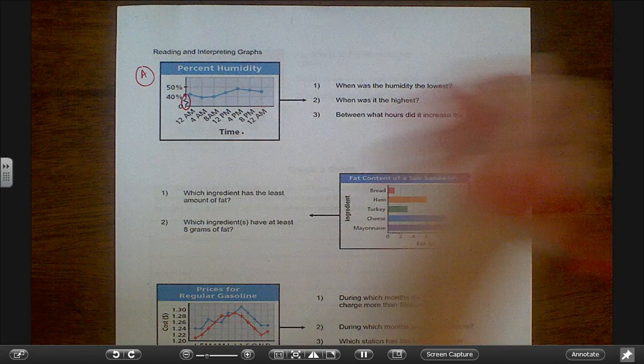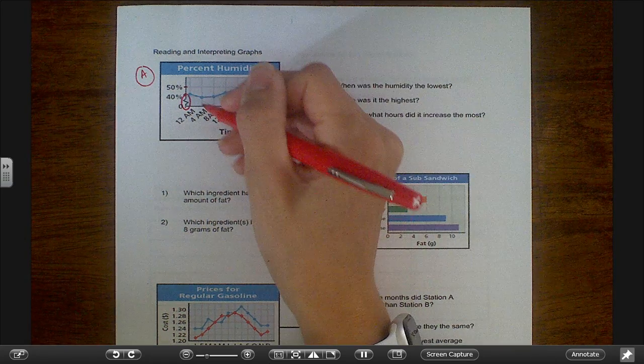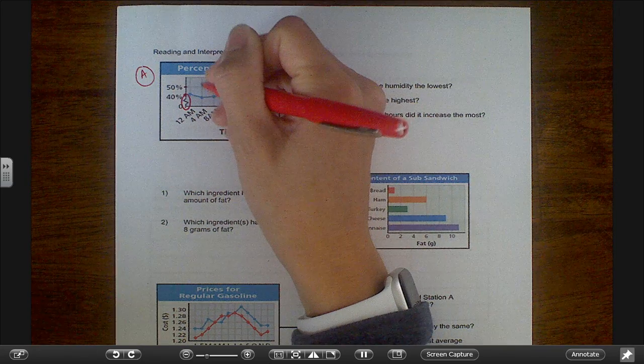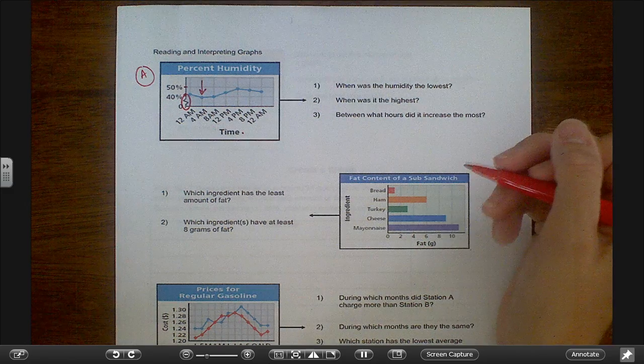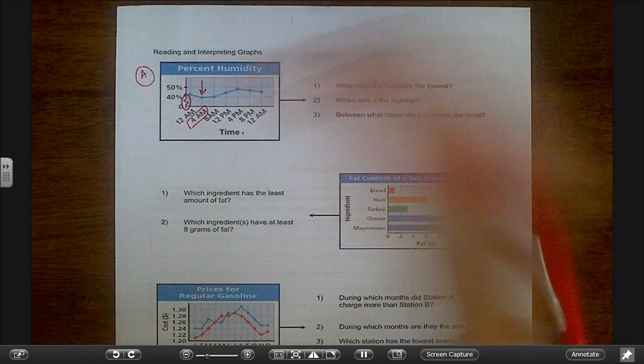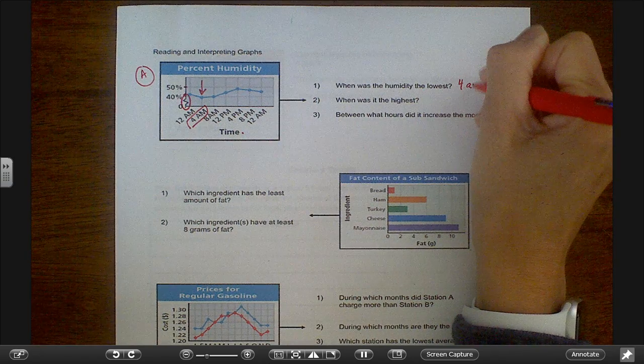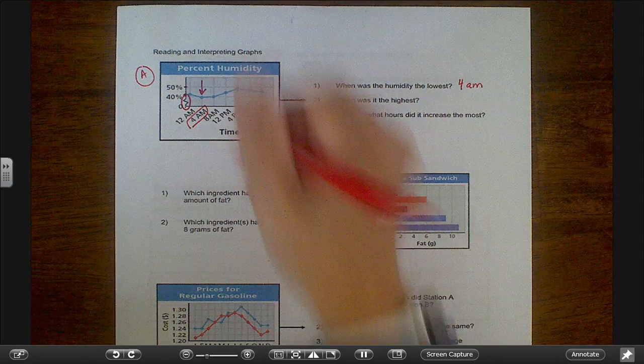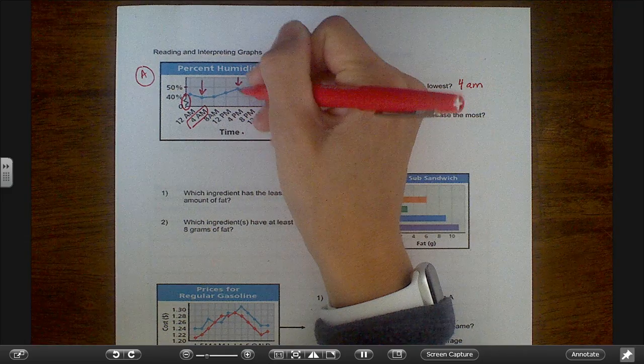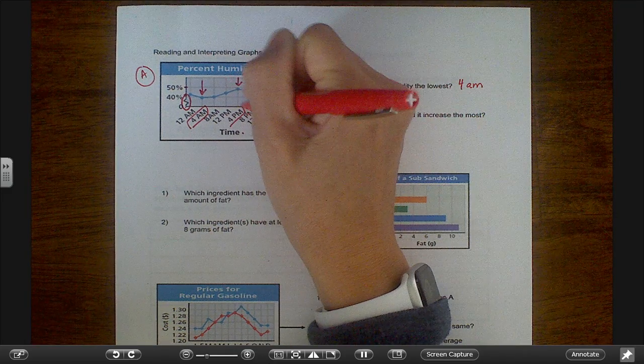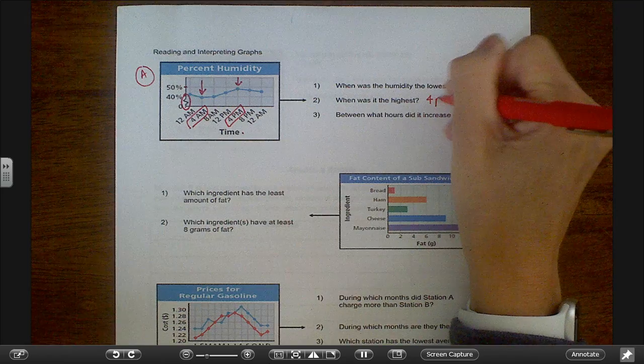All right, so the first question, when was the humidity the lowest? Super easy. You look for the point that is the lowest y value on the graph, which would be that one. And that occurred at 4 a.m. When was it the highest? You look for the highest point on the graph, which is right here, which occurred at 4 p.m.